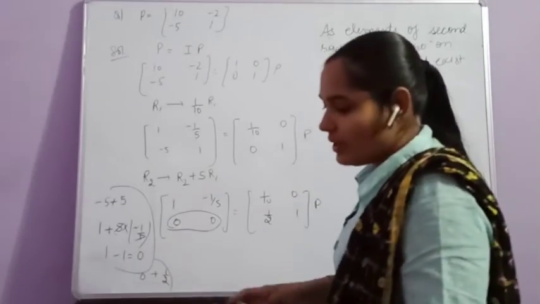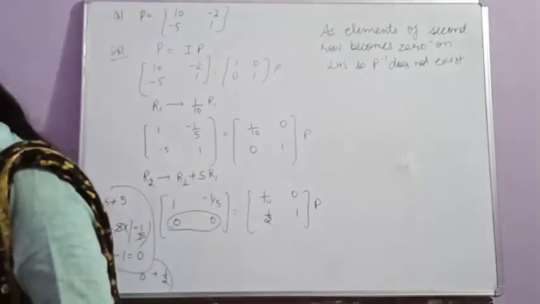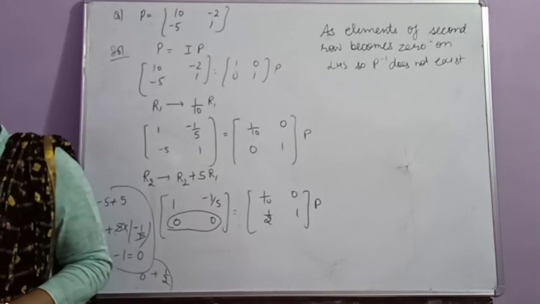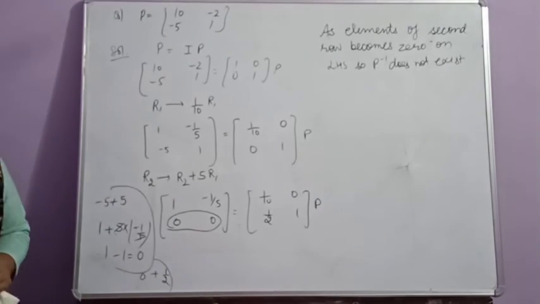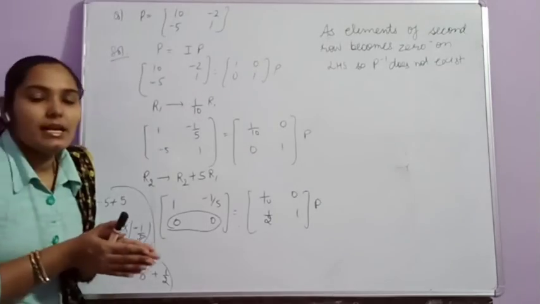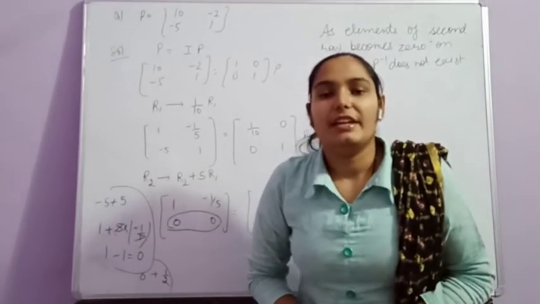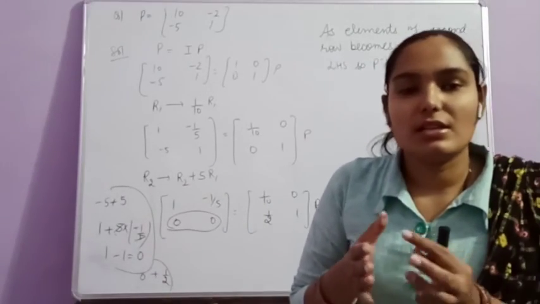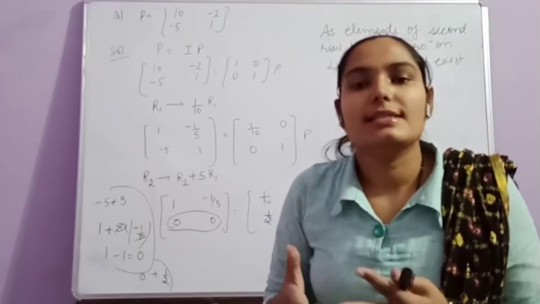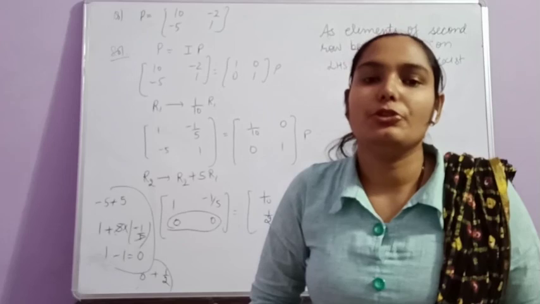Clear? Today we discussed invertible matrices and elementary operations, and how to find the inverse of a matrix of order 2. In the next lecture we will discuss how we can find the inverse of a matrix of order 3 and some other examples related to it.